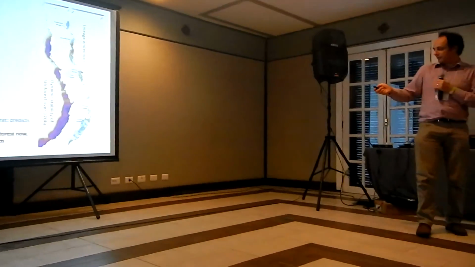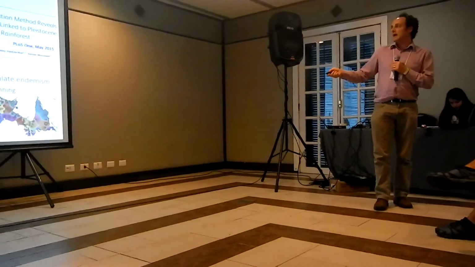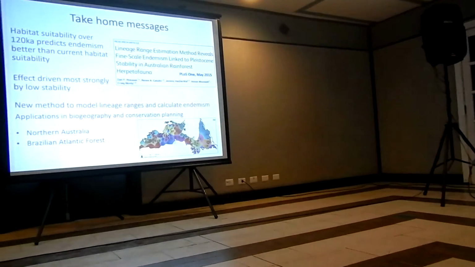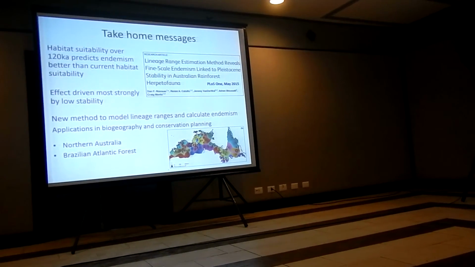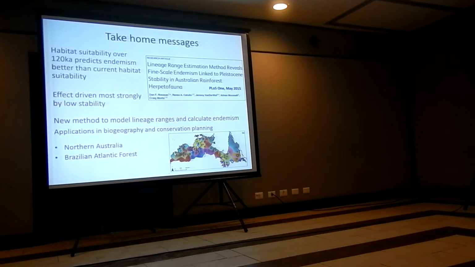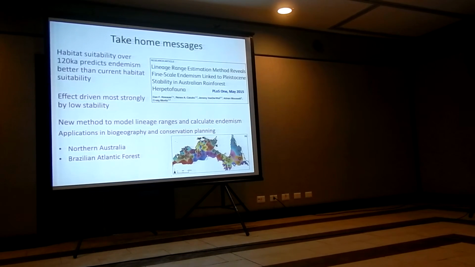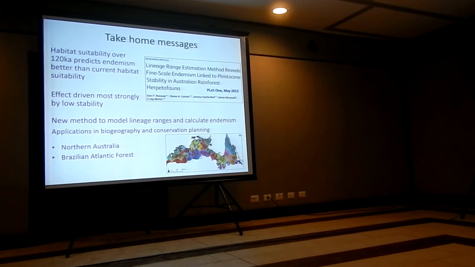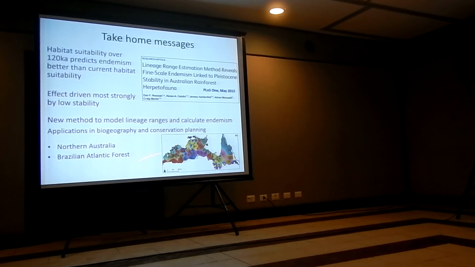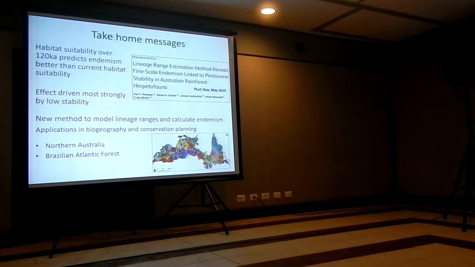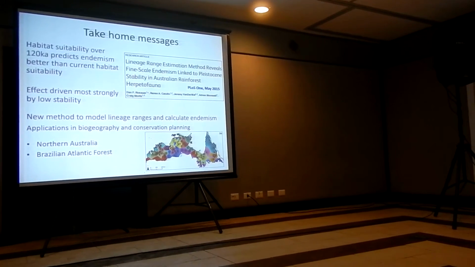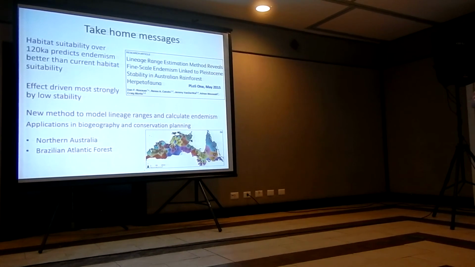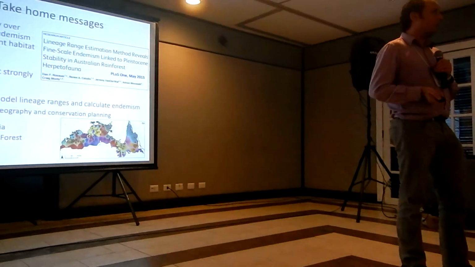And we have this new method for modelling lineage ranges and also then calculating endemism, and that model's got a lot of applications for considering this diversity below species level in conservation planning or in a range of biogeographic and macroecological studies. I'm currently working on that with Craig Moritz and our group on looking at diversity across northern Australia, hopefully also applied in Brazil's Atlantic rainforest. And the details are in the paper that came out in PLOS One in May, and the code to do all this will be online shortly.